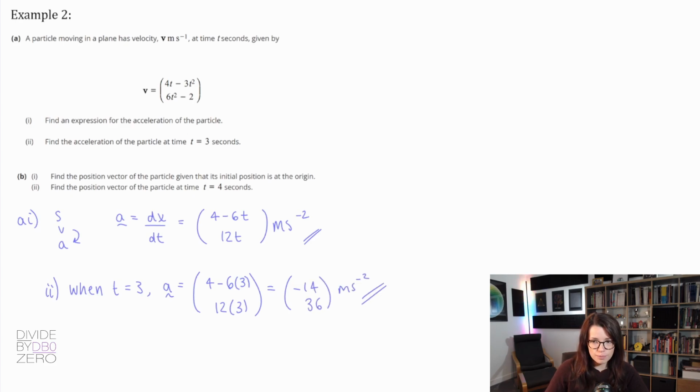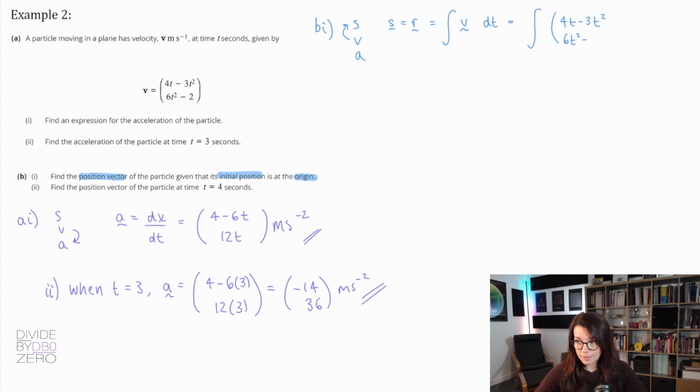Part B, they now want the position vector of the particle given that its initial position is at the origin. Again, I would write SVAR, and this time we want to go from velocity to displacement, so that's integration. So s, or r in this case, because they want the position vector, usually denoted with an r, is going to be the integral of v dt, which is the integral of the v vector with respect to time. When you integrate each component separately, you get 2t squared minus t cubed, and then 2t cubed minus 2t, plus c. Can't forget the plus c when we're doing integration.